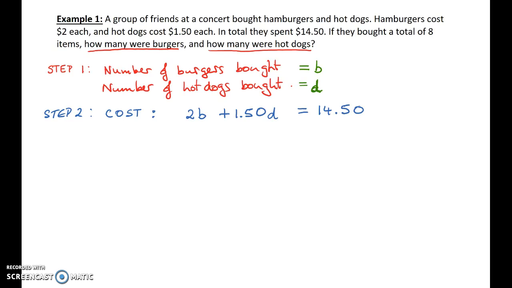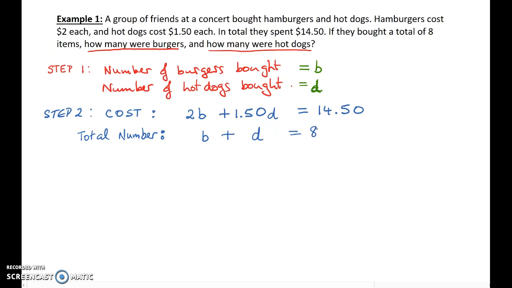The other piece of this problem that tells us something is just the very last line. They bought a total of 8 items. Okay, so the total number is 8 items. Well, how do you get that total number? It must be the number of burgers, which is b, plus the number of hot dogs, which is d, and that's going to be equal to 8. Okay. So those are our two equations.